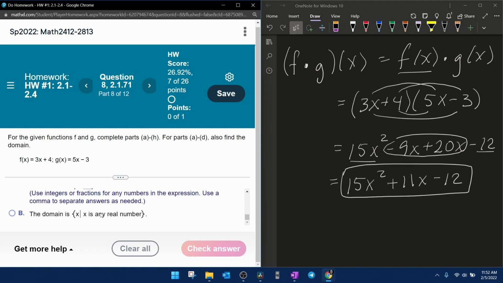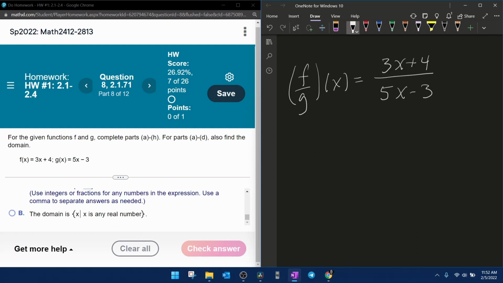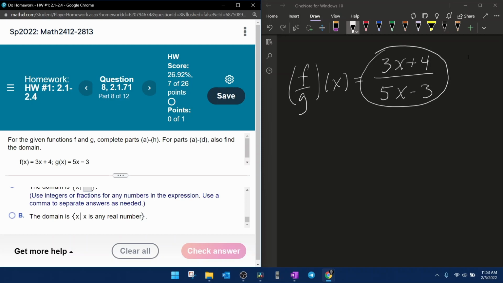Now, the domain is not going to be all real numbers this time. So I've written our answer for f over g, f divided by g of x, over here on the right. The reason that this function, this f over g of x, is not going to have all real numbers as the domain, that's because this is a rational function. Remember, rational means fractional, and rational functions have a restriction that the denominator cannot be 0. So there is going to be one value of x that x cannot be.